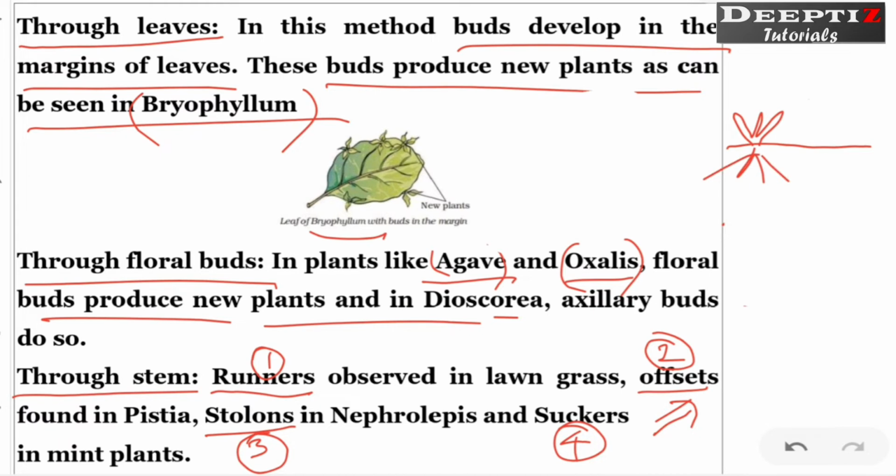When you talk about runner, number one, I am talking about a horizontal stem which is coming, having multiple nodes and internodes. What is the difference between nodes and internodes? There is a node followed by internode. Nodes are nothing but, if this is a stem, these are the nodes. Between the nodes what will come?